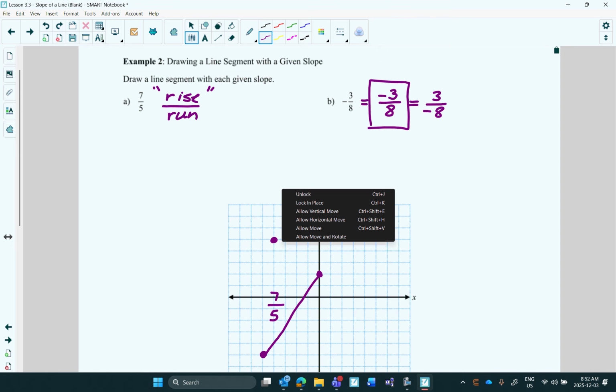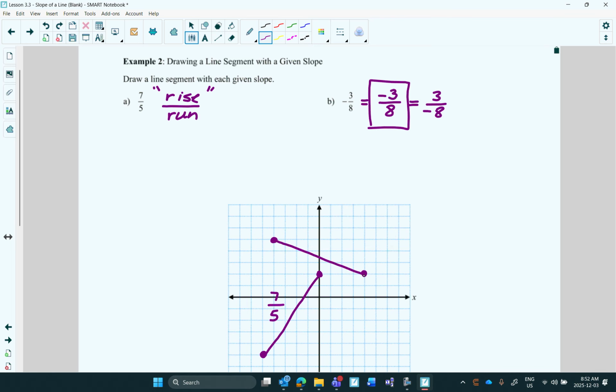So -3 means 1, 2, 3 down. +8 means 1, 2, 3, 4, 5, 6, 7, 8 right. That's my angle. So your line segment should look something like that. And that's -3/8.